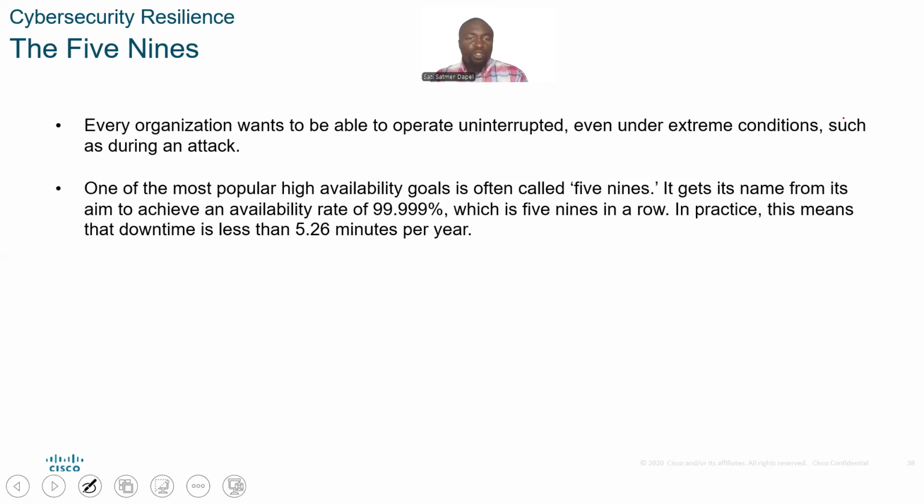Every organization wants to be able to operate uninterrupted, even under extreme conditions such as during an attack. We've had stories about banks being attacked, but during the period, did it affect services? It's up to you to decide. One of the most popular high availability goals is often called the five nines. It gets its name from this. This is the five nines.